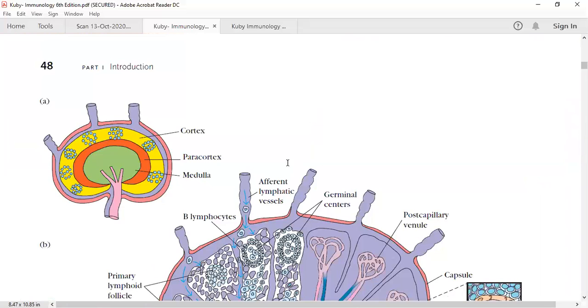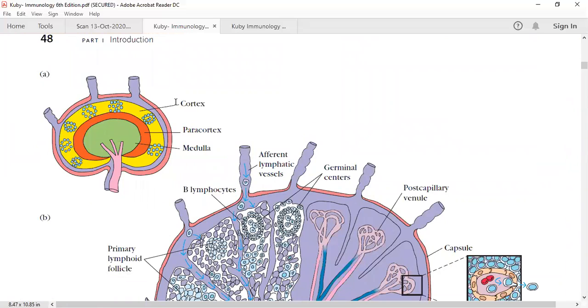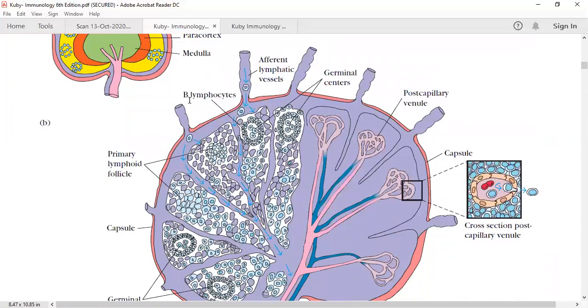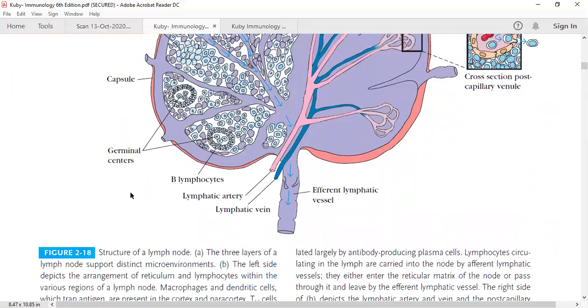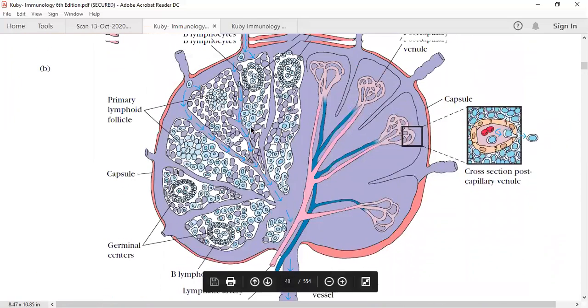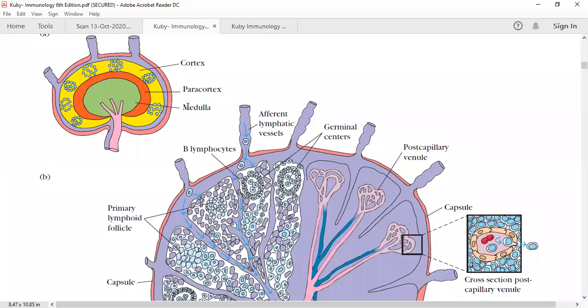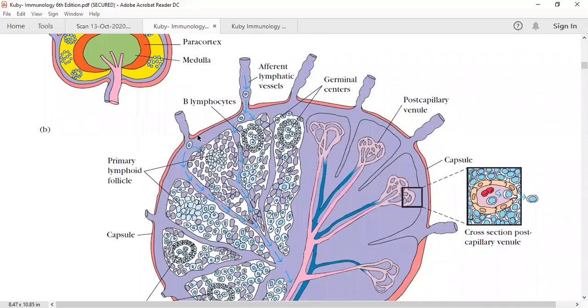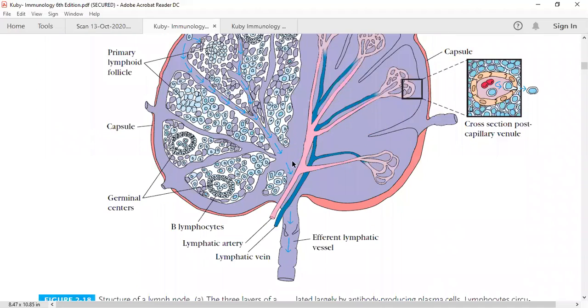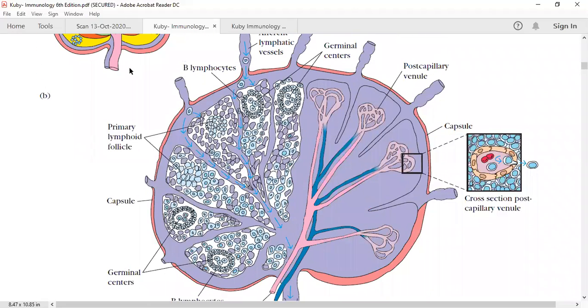So this was a lymph node, right? You can divide a lymph node into three major areas: cortex, paracortex, and medullary region. The cortex is rich in B cells. Paracortex is the thymus dependent area, so it is rich in T cells. Medulla may have both types of cells, B cells as well as T cells. This we have already discussed. Then this is the internal structure of this lymph node.